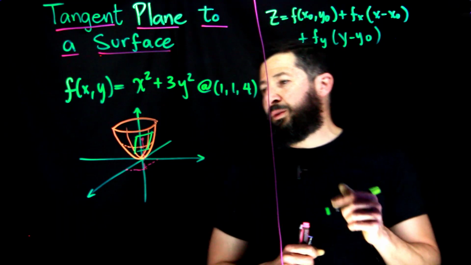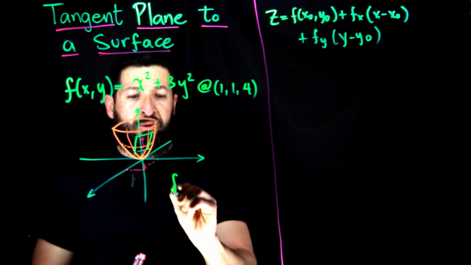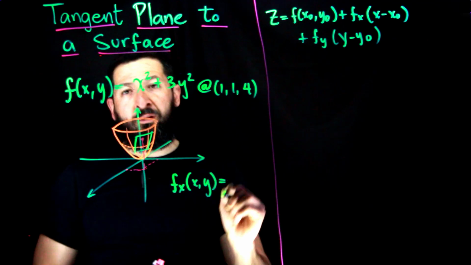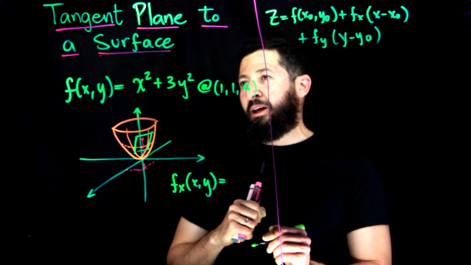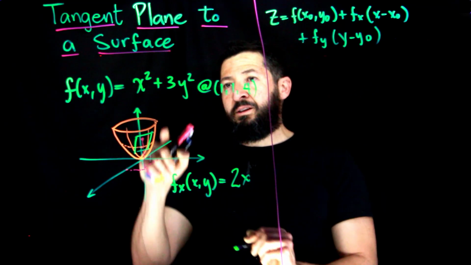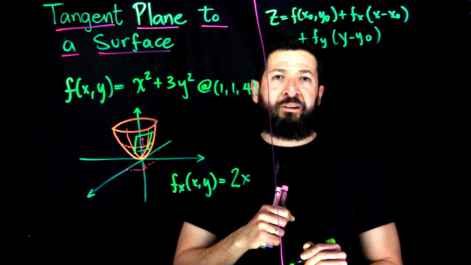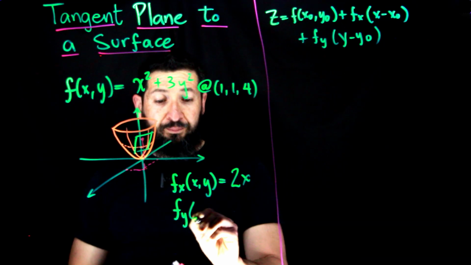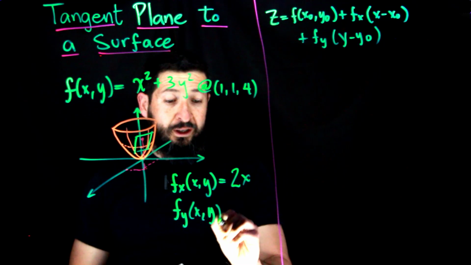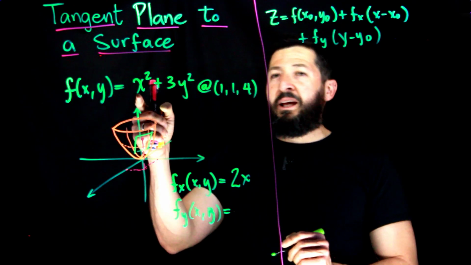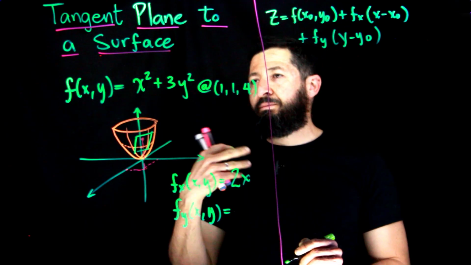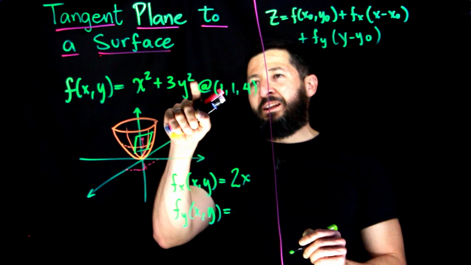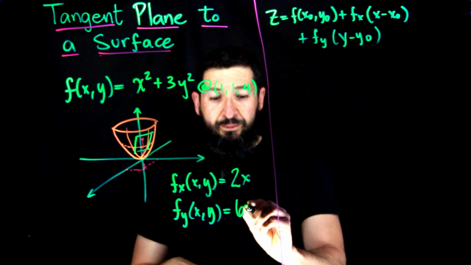So all I have to do, well, first I have to find my partials. So let's do f sub x of x, y, the partial derivative with respect to x. So the derivative of x squared is 2x. The derivative of 3y squared, y is considered a constant, therefore it is 0. So just 2x. And for f sub y of x, y, that's a funky y. x is a constant for the partial derivative, so it dies when I take the derivative. How violent. Anyway, take the derivative here, I get a 6y.